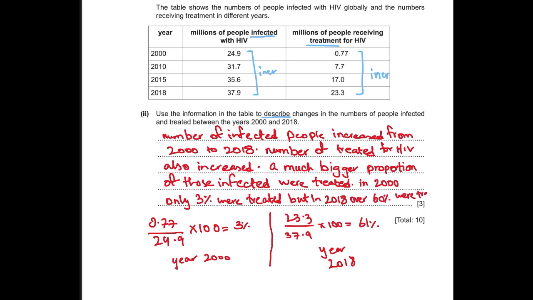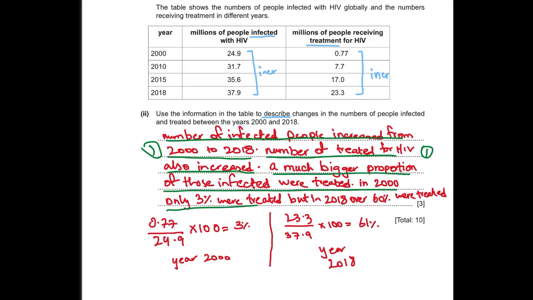3 marks in total. 1 mark is to just state that number of infected increased. 1 mark for the number of HIV treated was increased. And the last part was this: much bigger proportion of those infected were treated. In 2000 only 3% were treated, but in 2018 over 60% were treated.